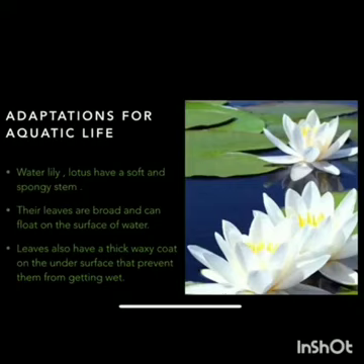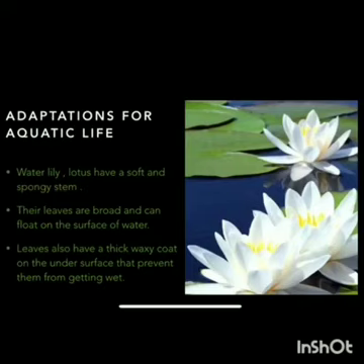Adaptations for aquatic life. Now, how these plants are surviving in the water? What kind of features they have? Let's see. Water lily, lotus. What they have? They have a soft and spongy stem. Their leaves are broad and can float on the surface of water.